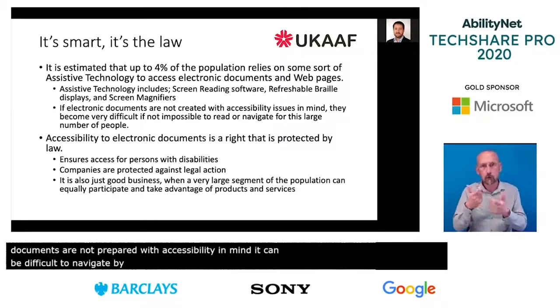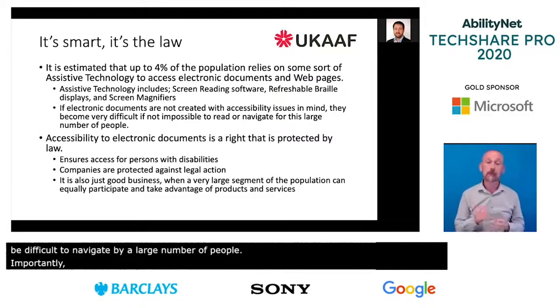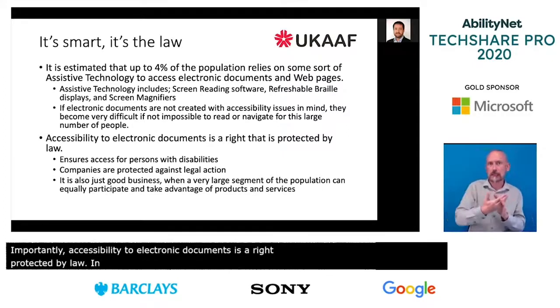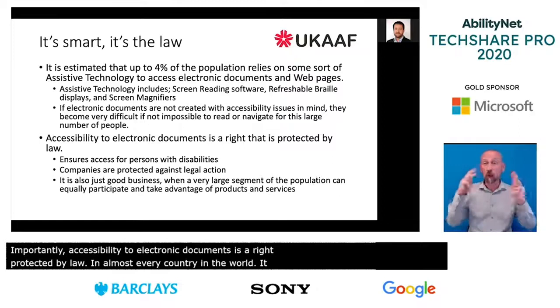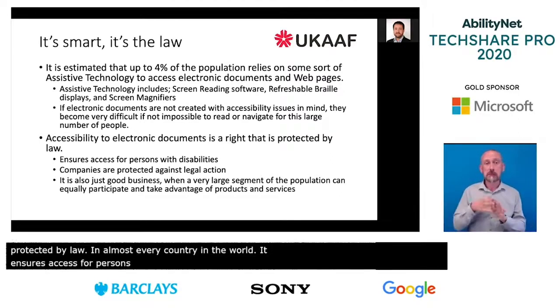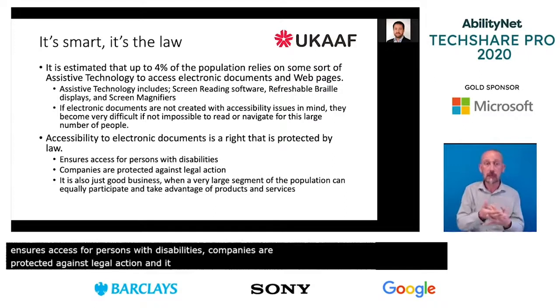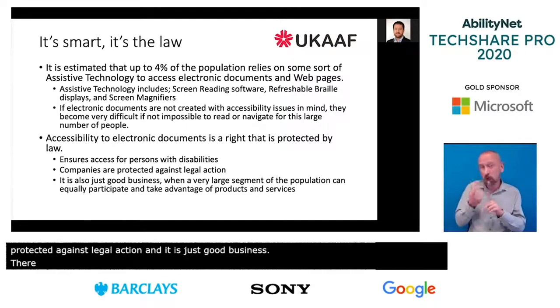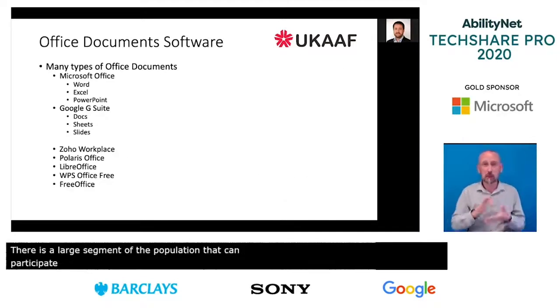Importantly, accessibility to electronic documents is a right that's protected by law in pretty much every country in the world. It ensures access for persons with disabilities. Companies are protected against legal action, and it's just good business. There's a large segment of population that can equally participate and take advantage of the products and services that are on offer. So let's look at a bit of Office document software.